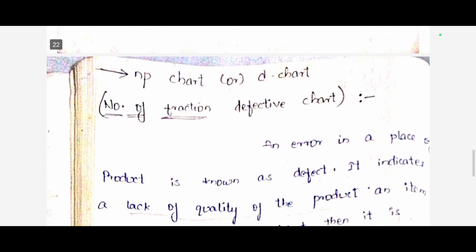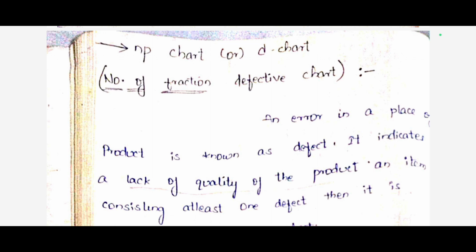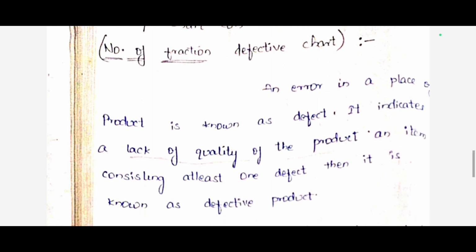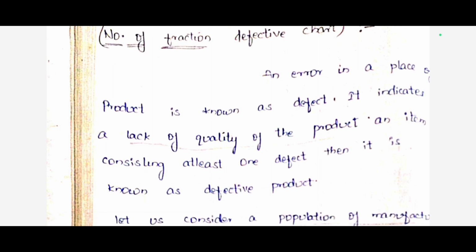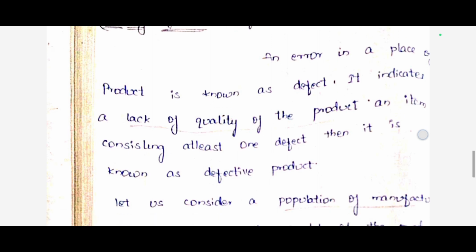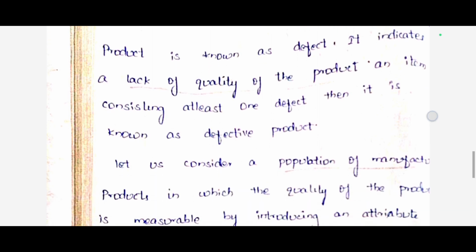Next, let us go with the NP chart. What is the NP chart? The NP chart is the number of defective chart. An error in any place of a product is known as a defect. It indicates a lack of quality of the product. An item consisting of at least one defect is known as a defective product.